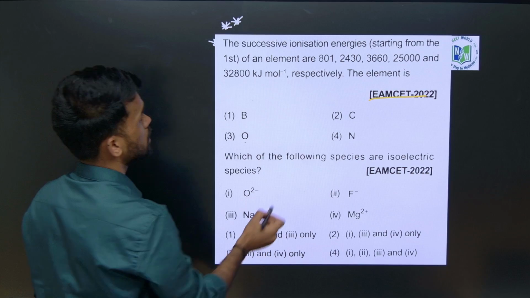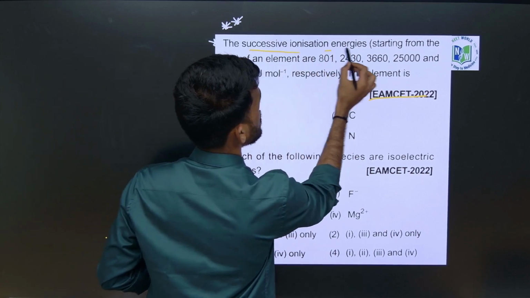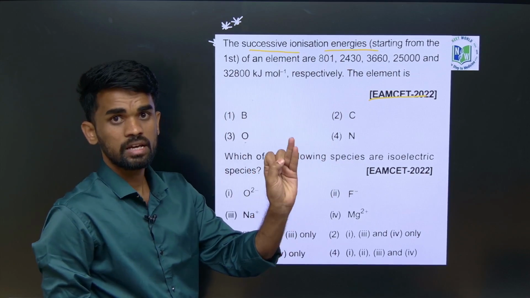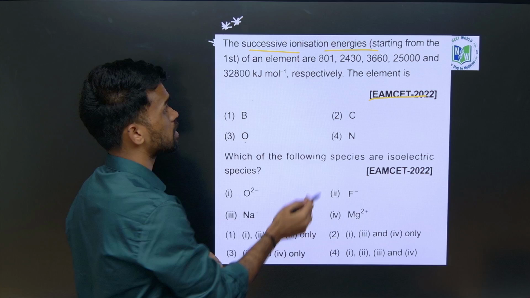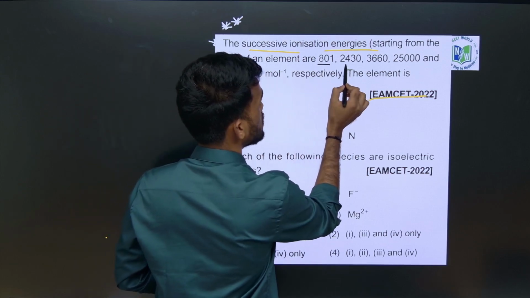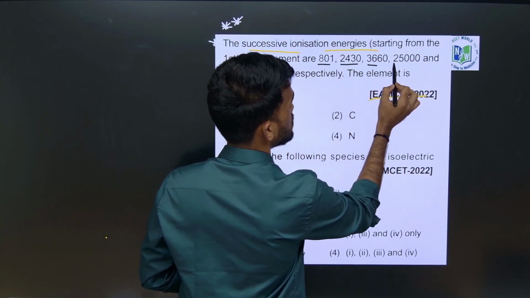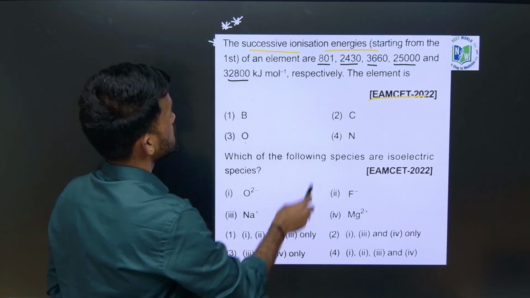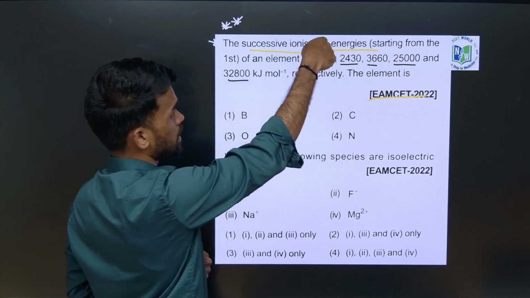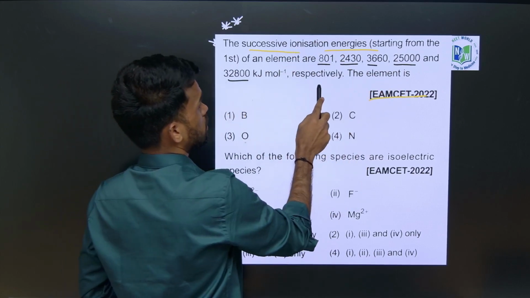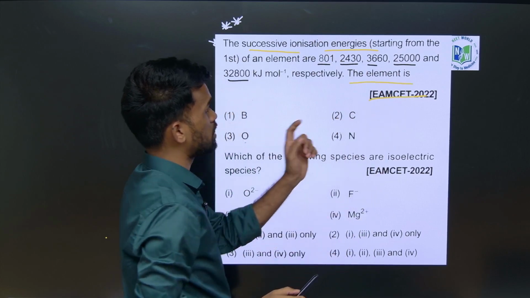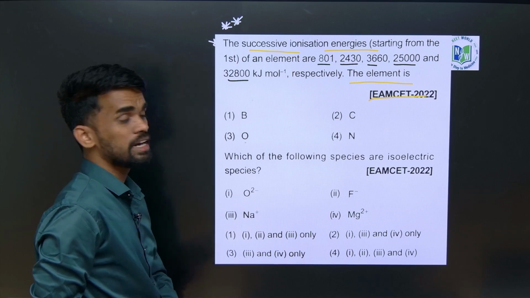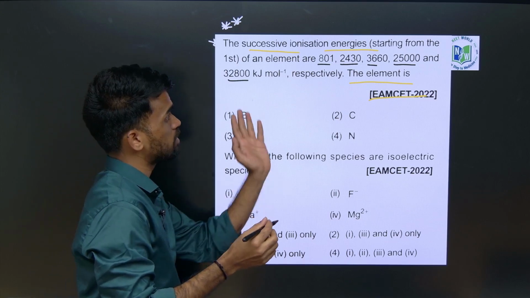Here, this is the successive ionization energy: IE1, IE2, the second ionization energy, the third ionization energy, like that. This is IE1, this is the second one, third one, fourth one, fifth one. Now what they are asking: successive ionization energies of an element are given, then for which element are these values suitable?